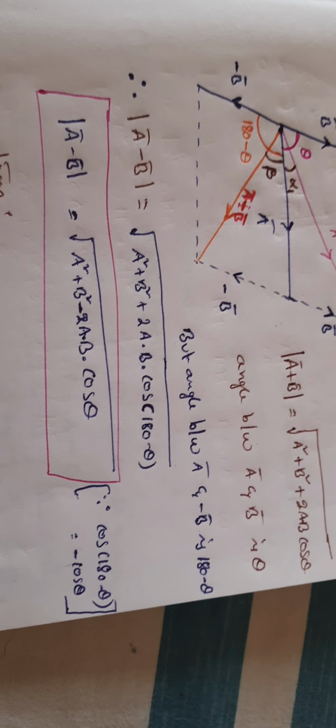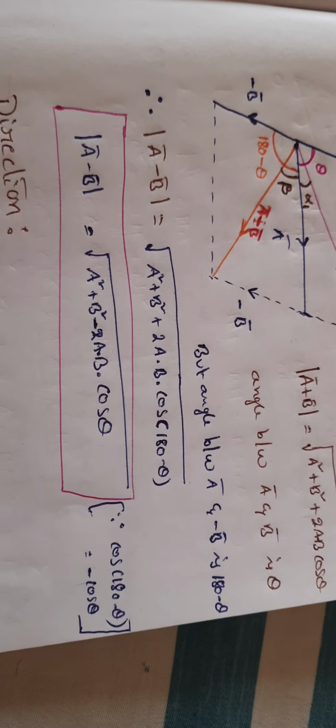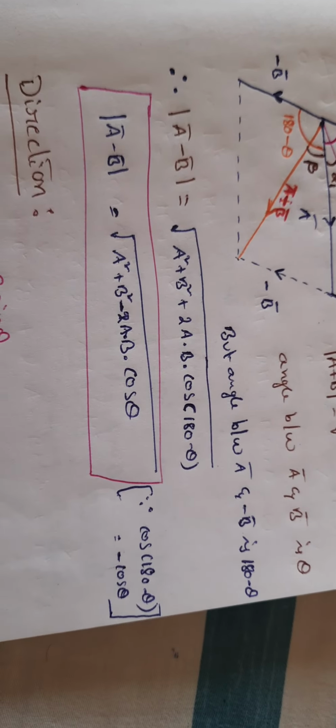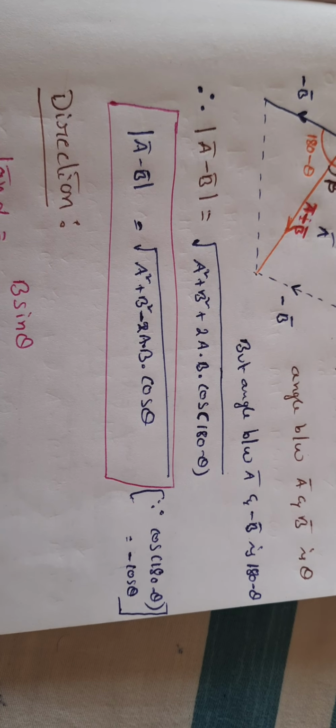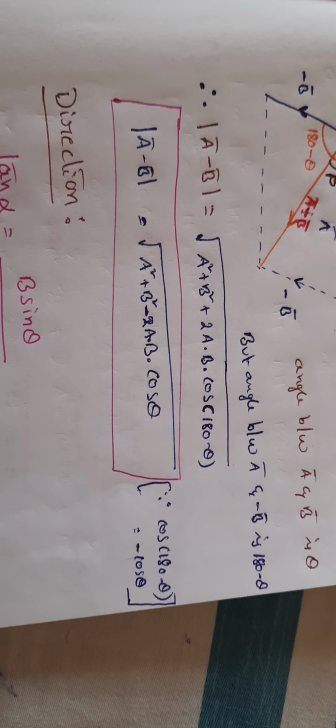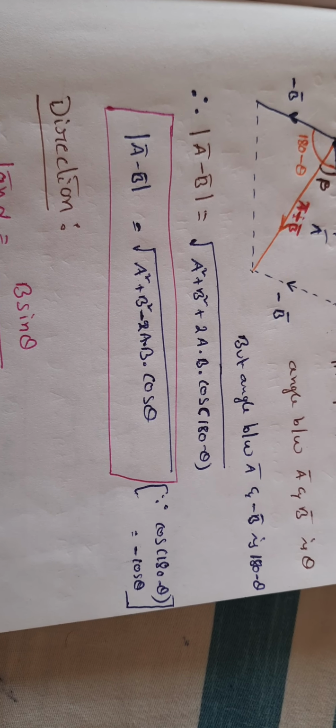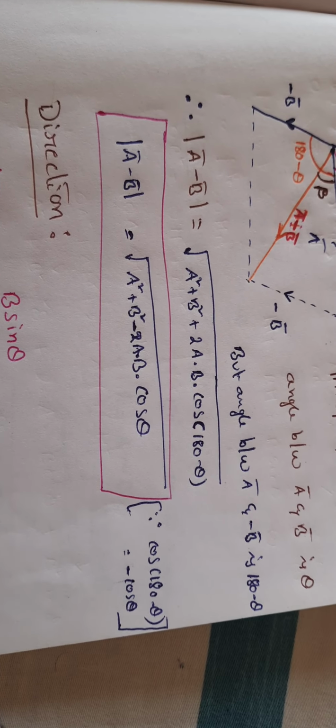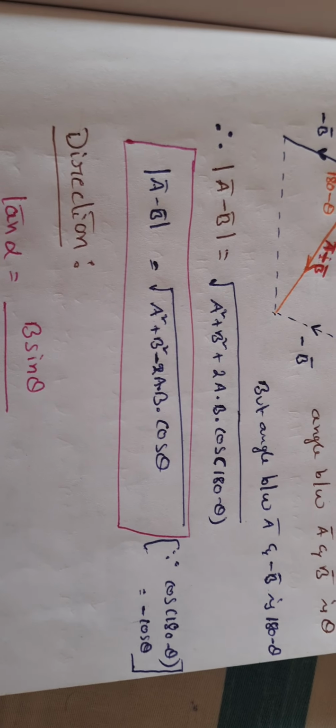What is cos of 180 minus theta? Come on, it's minus cos theta. So thus we will be getting it as under root of a square plus b square minus 2ab cos theta, which is the mod of a bar minus b bar. Wow, and this is of course the parallelogram law of vectors. Right? Yes, now coming to the direction.